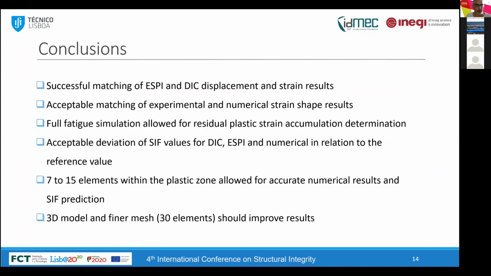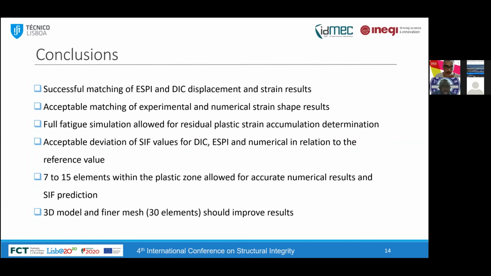So we have successfully matched both ISPI and DIC displacement and strain fields with the numerical model, which is a full fatigue simulation that allows for the residual plastic strain accumulation determination, or the determination of the plastic wake. We have also acceptable deviation between the stress intensity factors for both DIC and ISPI experimental results and our numerical simulation. This numerical simulation is now only using about 7 to 15 elements within the plastic zone, which is not a very high number. So the next steps will be, of course, to create a 3D model with a finer mesh, with more than 30 elements within the plastic zone. That should, of course, improve our results.